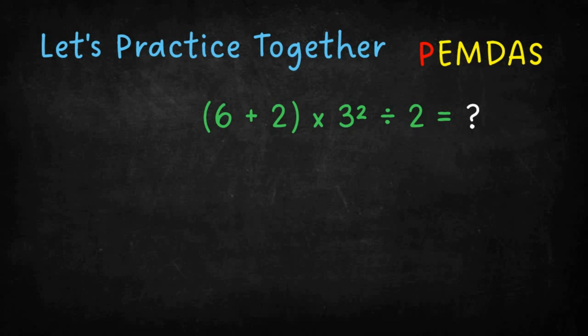Parentheses first. 6 plus 2 is 8. Then exponent. 3 squared is 9. Multiplication. 8 times 9 equals 72. Finally division. Answer is 36.